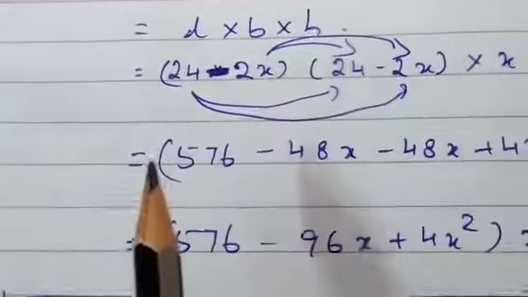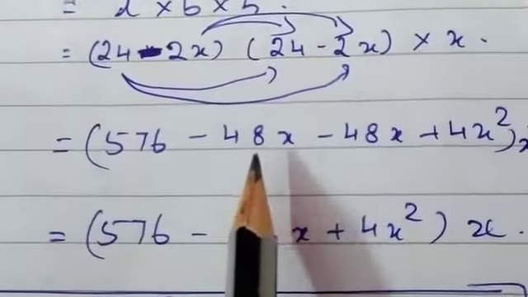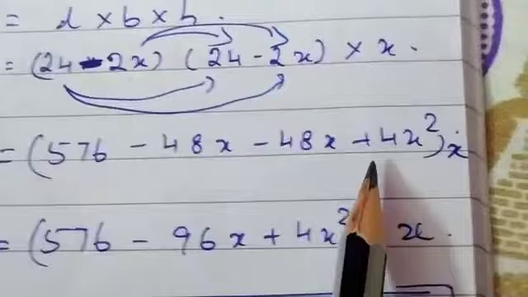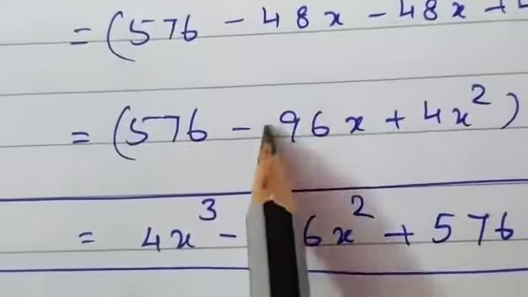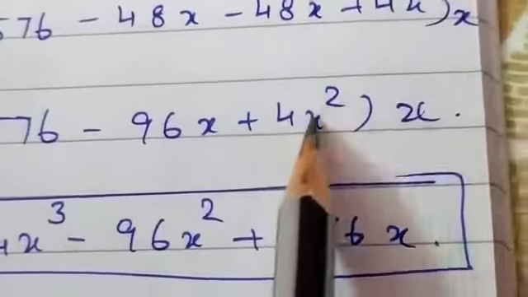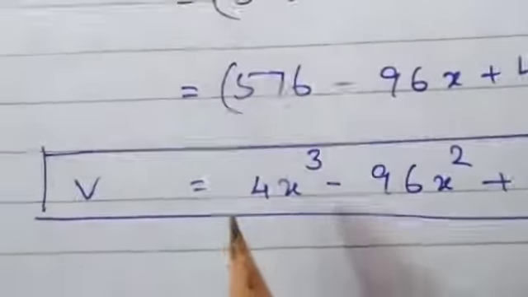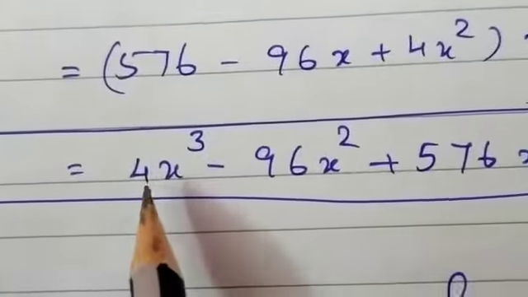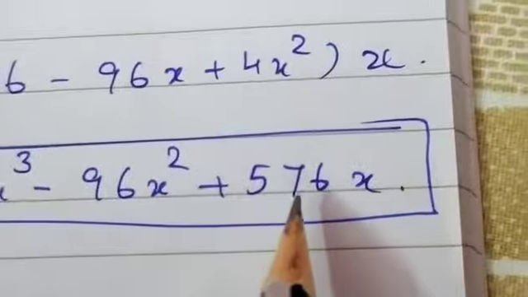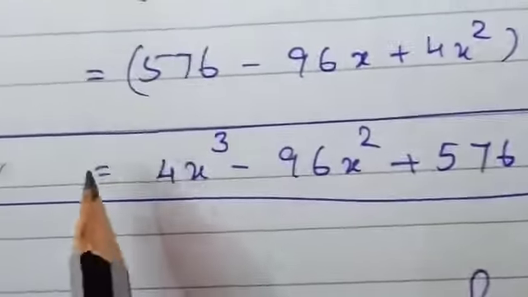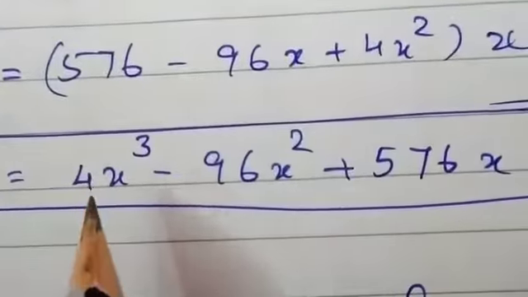You get 576 minus 48x minus 48x plus 4x into x, 4x square into x. 576 minus 96x plus 4x square into x. That is, our volume is 4x cube minus 96x square plus 576x. We are not expressing it as a value, but we are expressing it as a function.